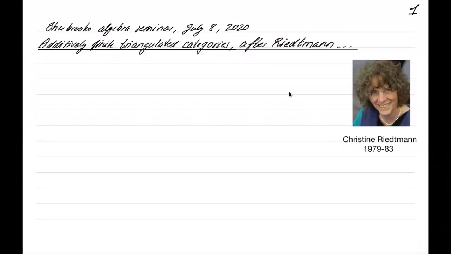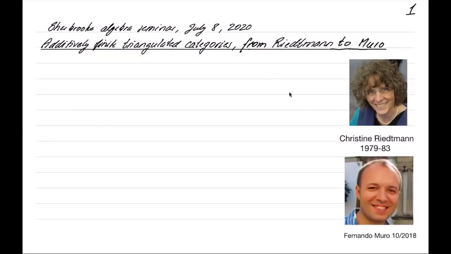So before I prepared the talk, my title was this one: Additively Finite Triangulated Categories, of Riedtmann and many other people. Now, while I was preparing the talk, I became aware of the fact that Fernando Muro has really solved the problem for a large and important class, and maybe the only class for which we can hope for a solution. So let me slightly change the title. Now it's from Riedtmann to Muro.